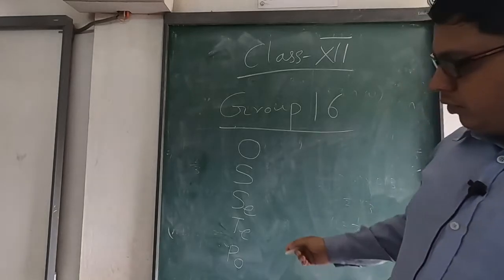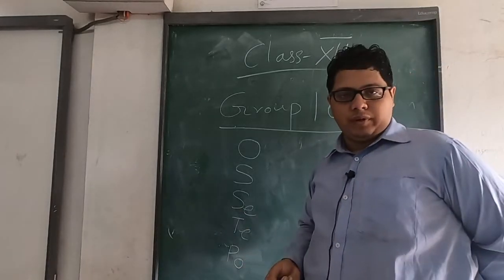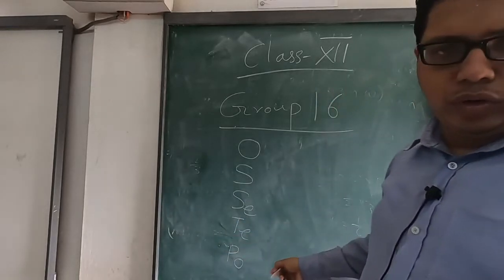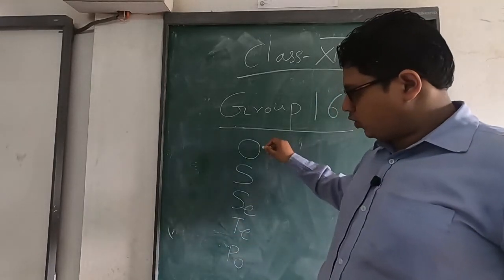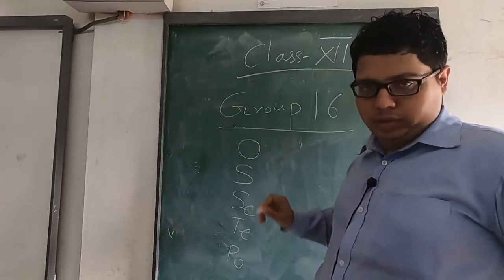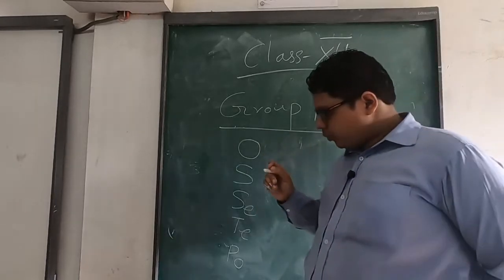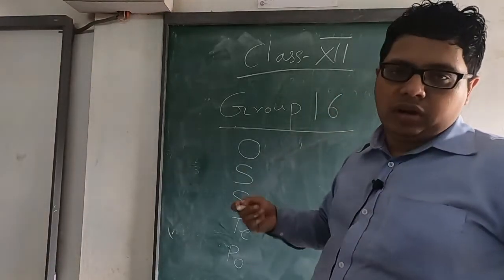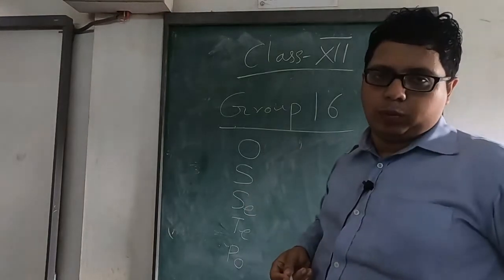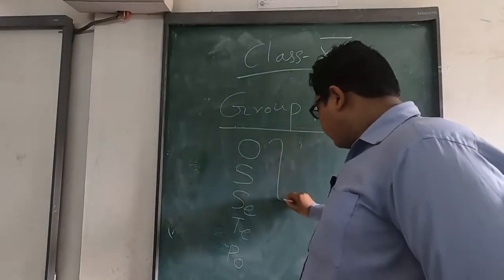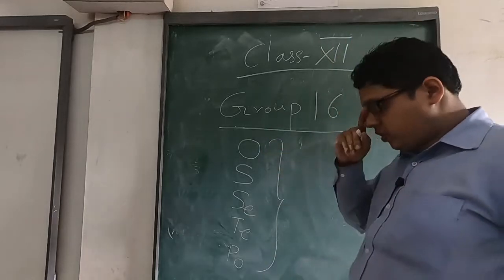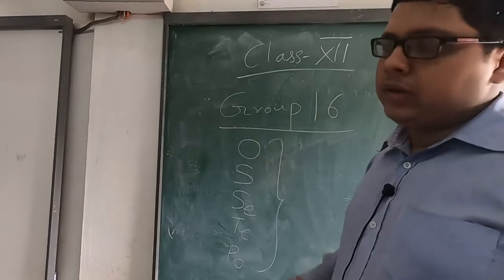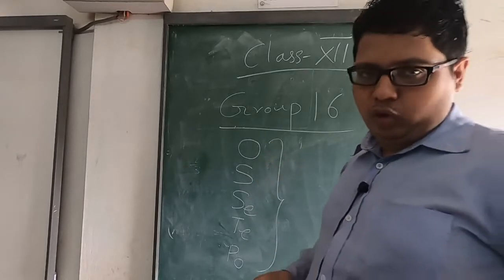However, the study of polonium is beyond the scope of our syllabus, so we don't need to talk about polonium here. We will talk about oxygen, sulfur, selenium, and tellurium so far. So now, first thing that we need to talk about this group is the general name given to this group. This group, sometimes it is called the oxygen family because oxygen is the very first member of this group.